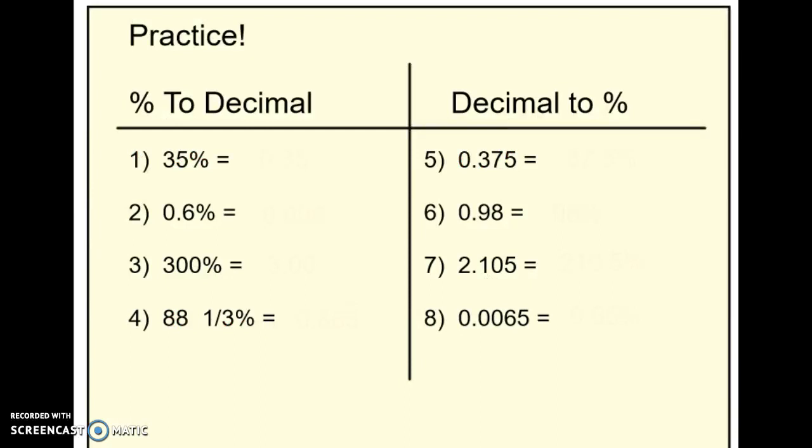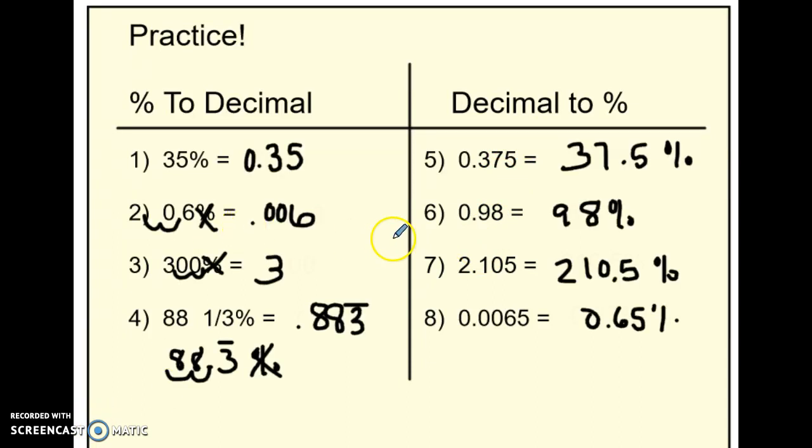Once you've copied down the rules, I want you to try to change these on your own. In the first column, you're changing a percent to a decimal. And in the second column, you're doing the opposite, changing your decimal into a percent. Pause the video and fill this out, and then check your answers when you're done. All right, let's check your work.